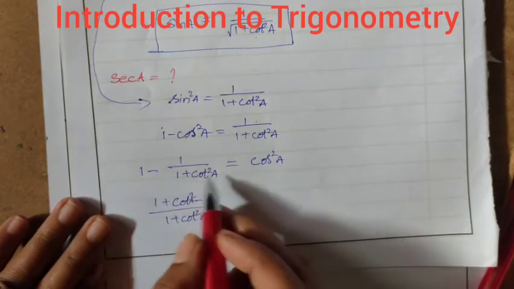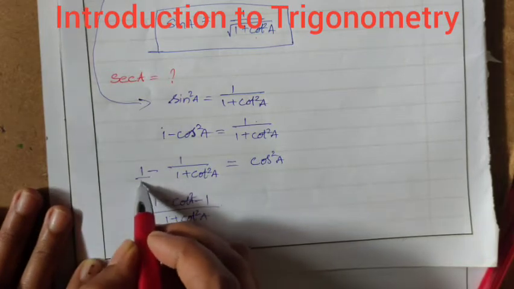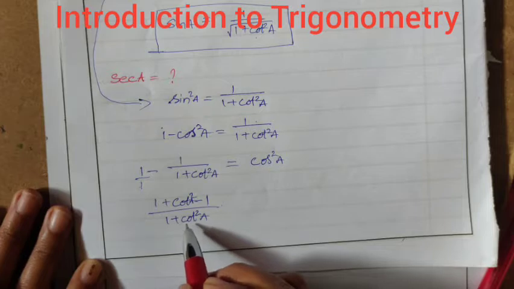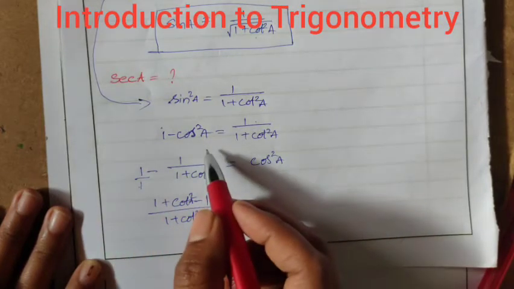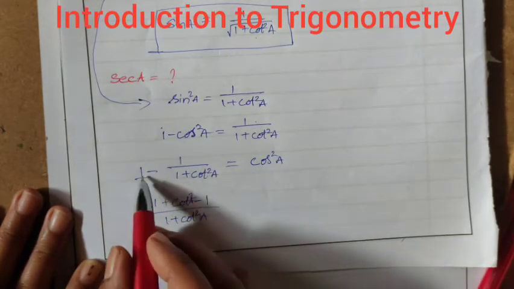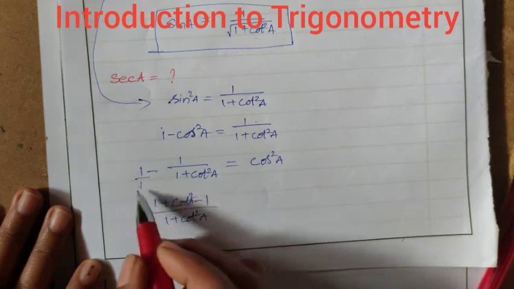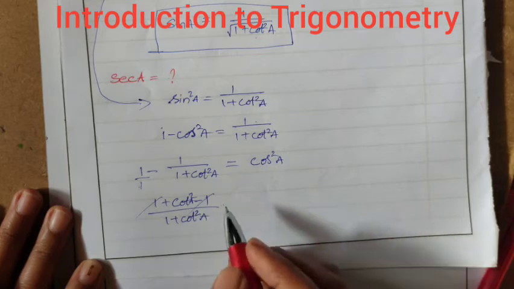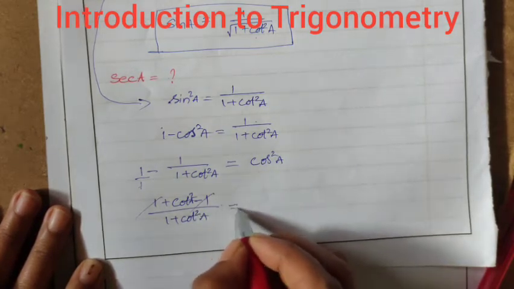Students, you know how to take the LCM. So here the denominators are 1 and 1 plus cot square A. The LCM is 1 plus cot square A. Now you can cross multiply this one. So 1 plus cot square A into 1 is 1 plus cot square A. 1 into 1 is 1. So now we observe this one, plus 1 minus 1 will be cancelled.